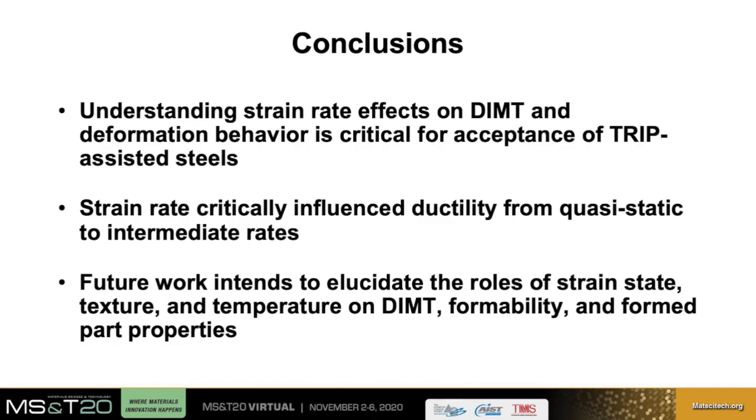I'd like to make a few conclusions. First, I believe that understanding strain rate effects on TRIP is critical for the adoption and acceptance of TRIP-assisted advanced high-strength steels, and in fact other advanced structural materials that incorporate TRIP for strengthening. In this study, we observed that strain rate critically influenced ductility over a range of strain rates from quasi-static to intermediate. Future work will continue to evaluate strain rate effects while also exploring the roles of strain state, texture, and temperature in formability and finished formed part properties.